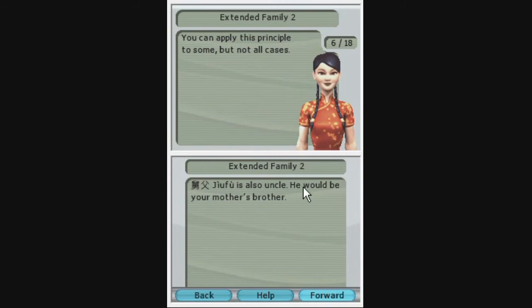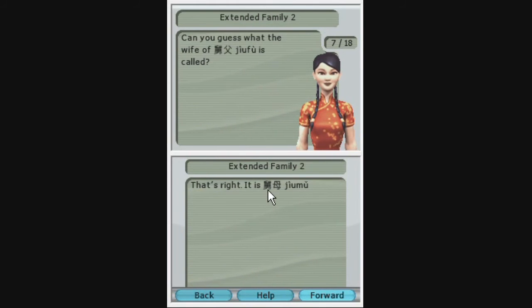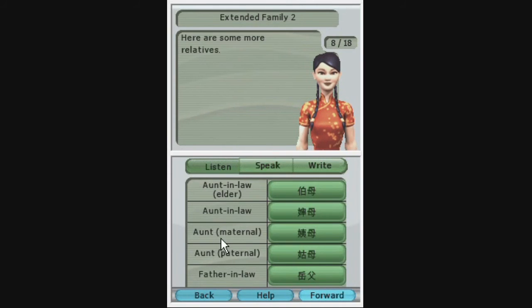Jiufu is also uncle. He would be your mother's brother. So that's father. I don't know what that means. Uncle, father. Maybe that means uncle. Can you guess what the wife of Jiufu is called? That's right, it's Jiumu. Here are some more relatives. Aunt-in-law, elder. Bomu. Aunt-in-law. Shenmu. Aunt maternal. Yimu. Aunt paternal. Gumu. Father-in-law. Yuefu.